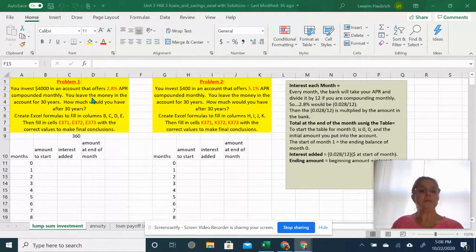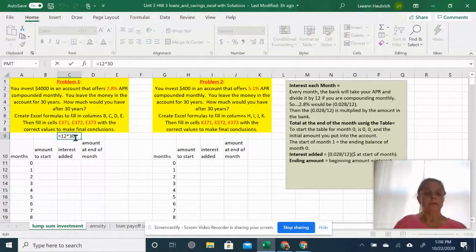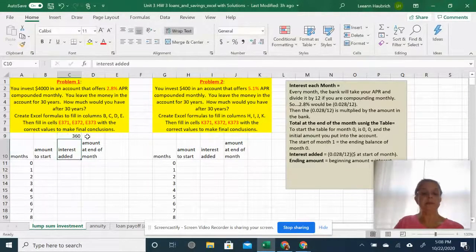So the very first problem, you want to invest $4,000 into an account that offers 2.8% APR compounded monthly. And we're going to leave it for a total of 30 years. Well, 30 years is the same as 12 times 30. There's 30 years, 12 months a year, which is a total of 360 months.